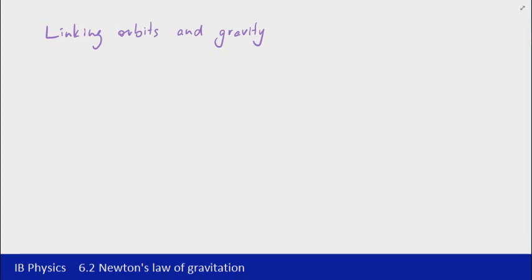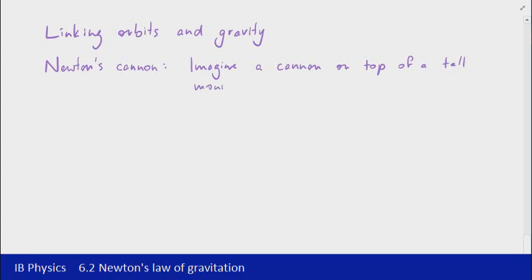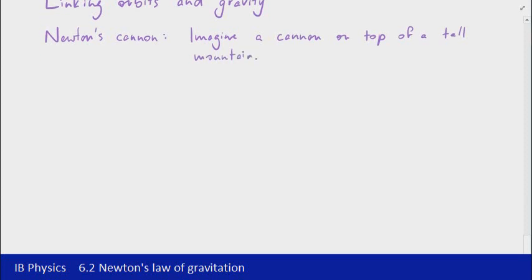In order to now link together orbital motion and gravity, we're going to consider a thought experiment that Newton carried out. We're going to refer to it as Newton's cannon, sometimes referred to as Newton's cannonball. Basically, we're going to consider a cannon on top of a tall mountain. So we're simplifying this and making it an easier situation to deal with. In order to explain this as we go, I'll just draw a diagram on the left here.